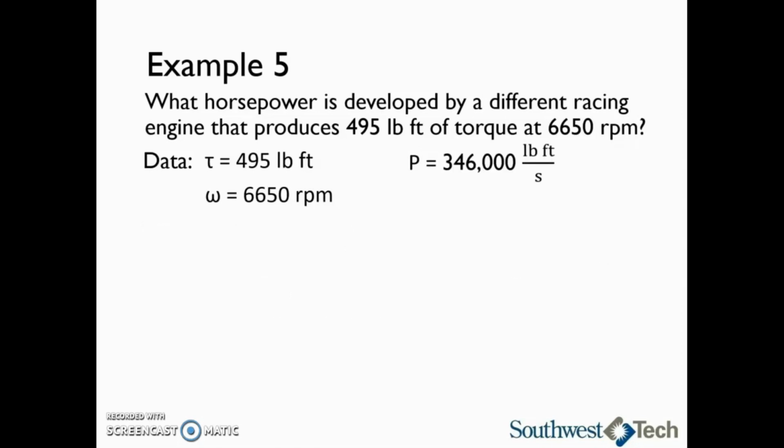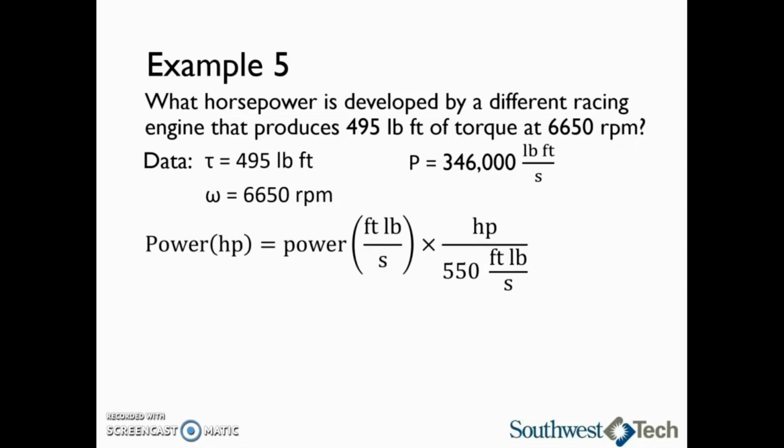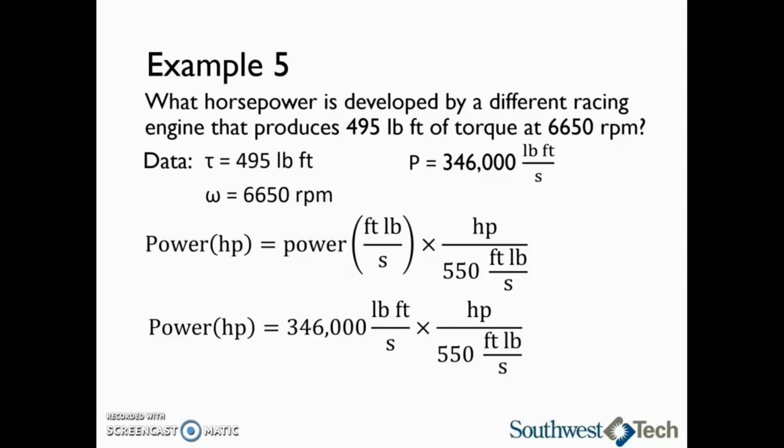However, the question specifically asks what horsepower is developed, and we want to find the power in horsepower instead. Power in horsepower can be found by taking the power in foot-pounds per second and multiplying that by the conversion factor. 1 horsepower is equal to 550 foot-pounds per second. We can substitute our answer from the previous slide to see that the power in horsepower is equal to 346,000 pound-feet per second times 1 horsepower divided by 550 foot-pounds per second.